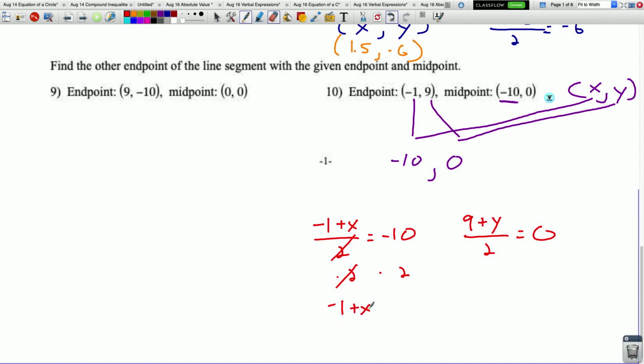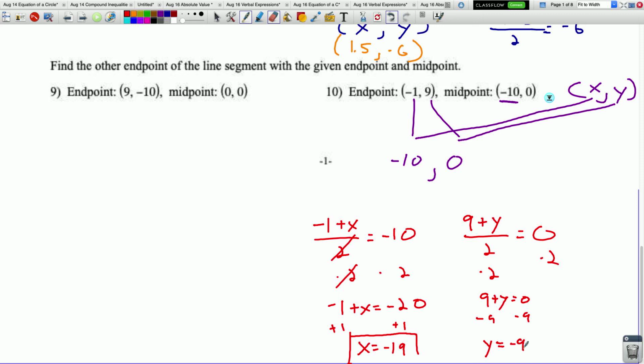Negative 1 plus x equals negative 20. Add 1, x equals negative 19. Over here, multiply by 2, 0 times 2 is just 0. So we've got 9 plus y equals 0, minus 9, y equals negative 9.